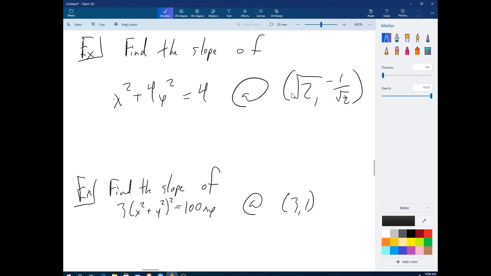I'm responding to people in the chat, by the way. And again, we're not looking for the equation, we're just finding the slope. Although, because I gave you points, if you use the point slope form of the equation, it would go pretty fast. But all I'm looking for here is the slope.